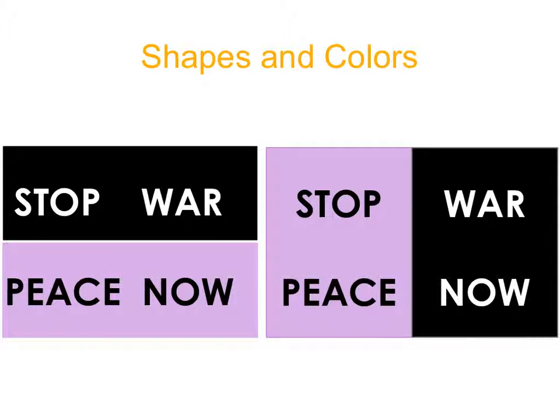This is how you can use shapes and colors to make sure people are reading the correct message, right? Because stop war is very different from war now, or peace now is very different from stop peace. So think about this when you create your poster. If you have strong visuals like these, use shape and colors to make sure the audience understands your message.